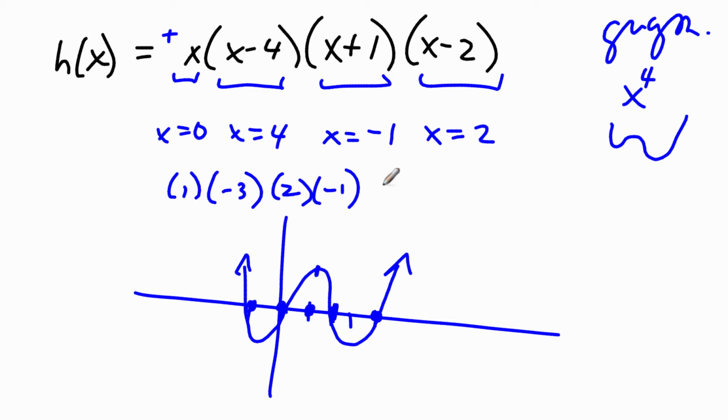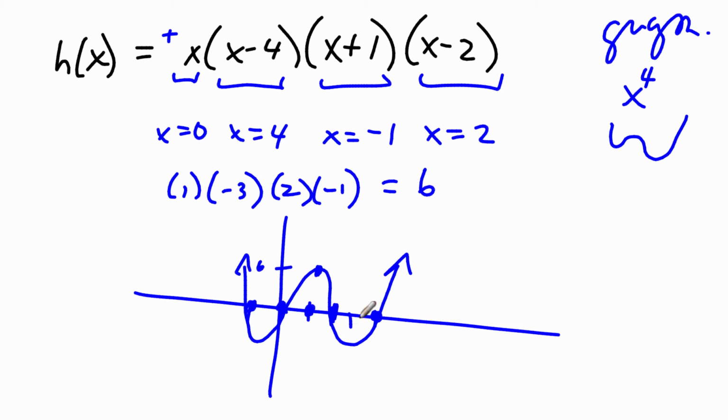So if you multiply all this stuff together, it gives you 1, negative 3, negative 6, positive 6. So this point right there would be up 6. So it'd be 1 and 6. So my graph looks like it's going in the right shape.